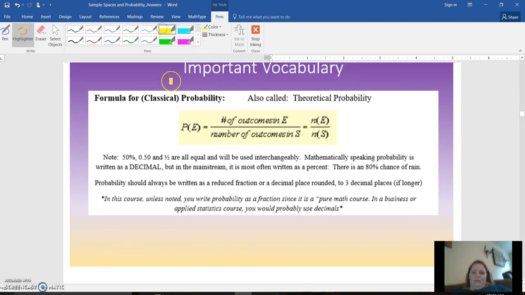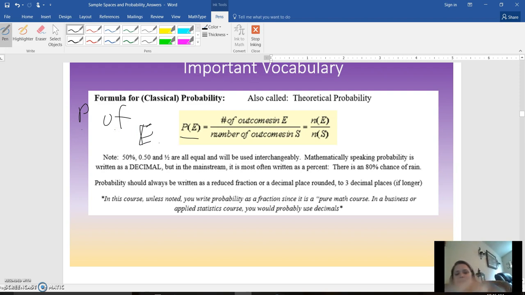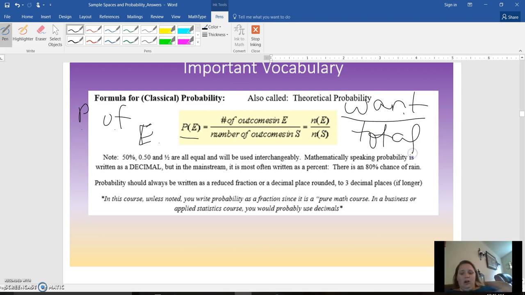All right, classical probability, just the probability you're used to. So probability, P(E), that's P of E, means the probability of the event. Really what you're doing is trying to find what you want out of the total. It's really all you're doing for probability. I want to figure out how many even numbers are on a 6-sided die.